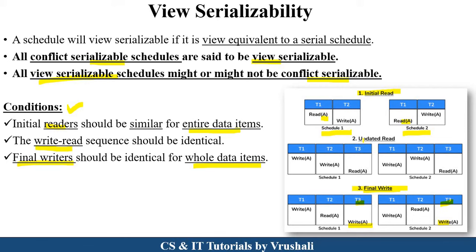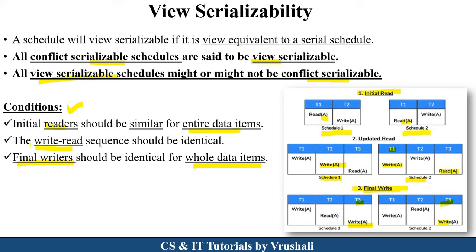But now focus on this second example. Here T1 first performs write on A, then T2 writes A and then T3 writes A, reads A in the schedule. In schedule 1, T3 reads the data which is written by T2, right? But in schedule 2, T3 reads the data written by T1, right? So this is not an equivalent schedule. Only these two are the equivalent schedules, right?